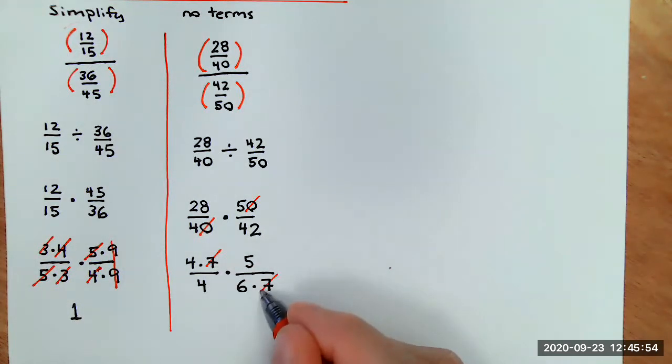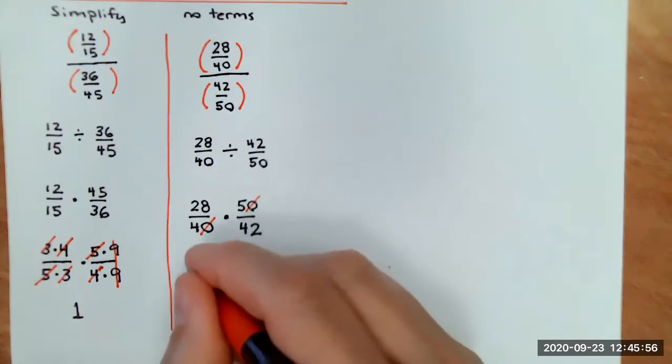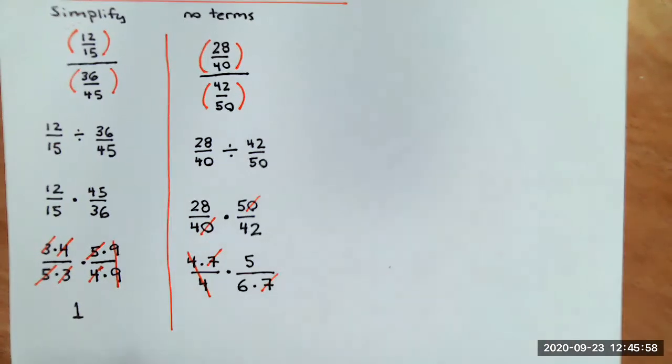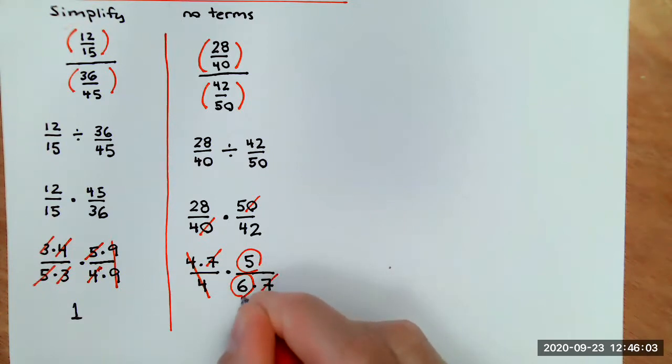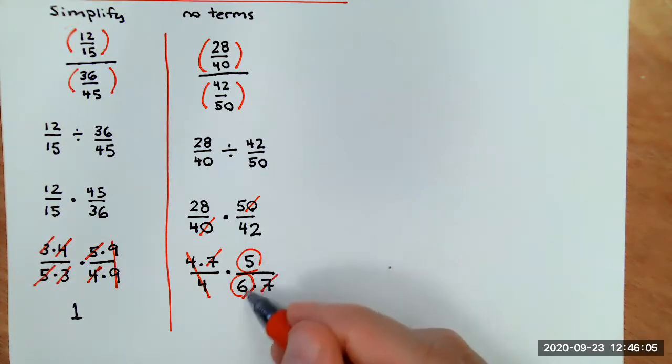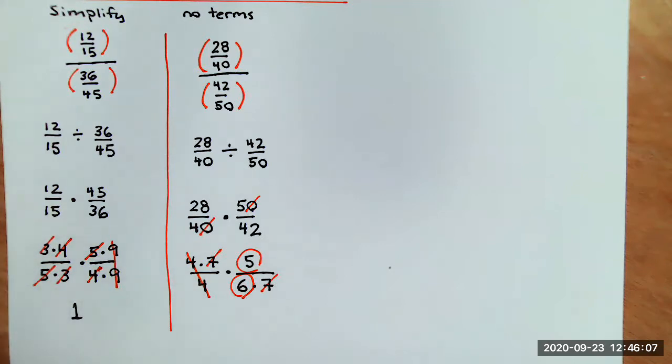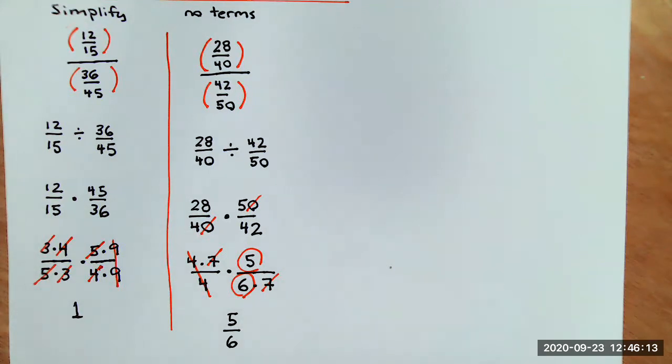7 over 7 is equal to 1. 4 over 4 is equal to 1. I'm left with 5 over 6. I check to see if it cannot be reduced. So the answer is 5 over 6.